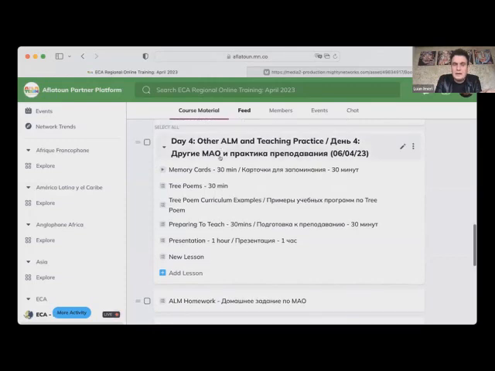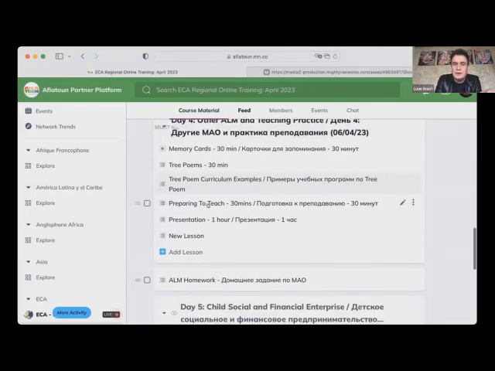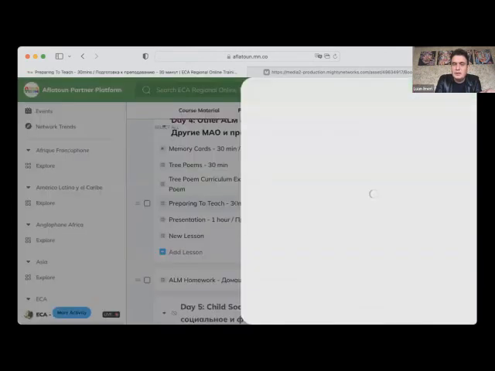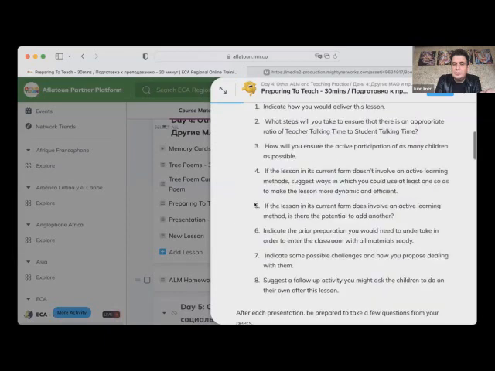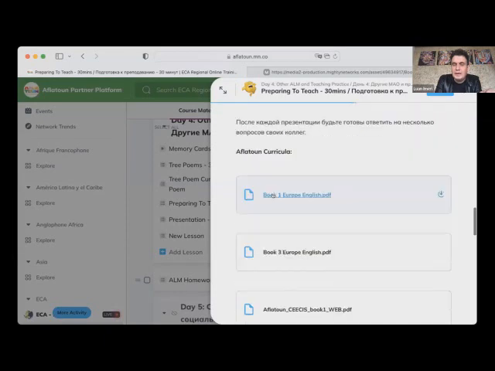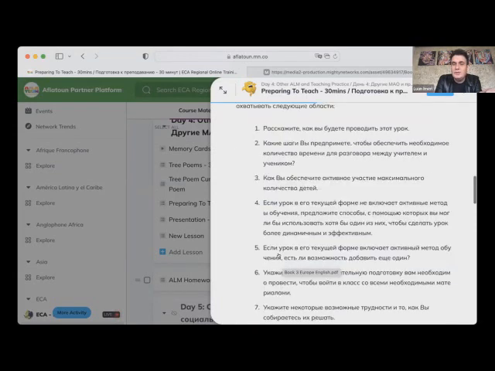Again, if you go to the platform, I will share where you can find the books. There are 2 books. Book number 1 and book number 3 are uploaded in the platform. So day 4 is now visible. You will go to this part, preparing to teach, and if you scroll down, you will have the books. They are at the very end. So book number 1 and book number 3. Here you have the instructions.